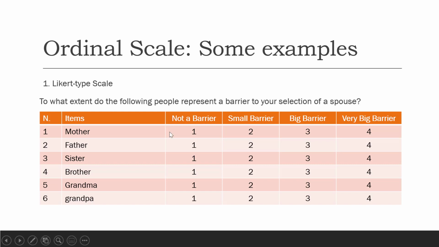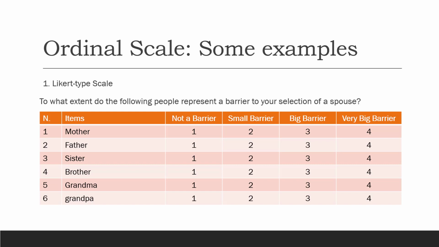So the gap between 1 and 2, not a barrier to small barrier, does not necessarily equal the gap between 2 and 3, small barrier and big barrier. And the gap between 1 and 2 does not equal the gap between 3 and 4, big barrier, very big barrier. So this is one important concept.